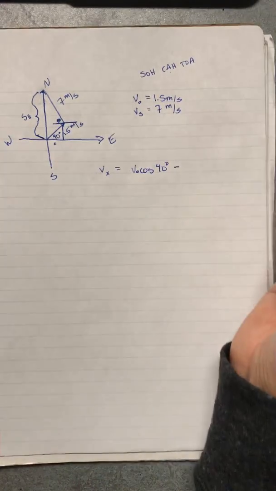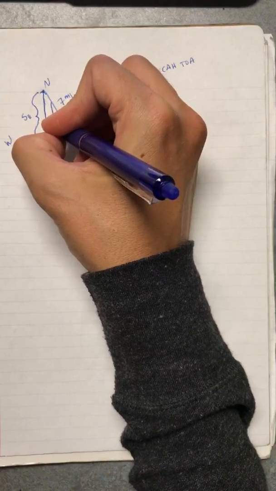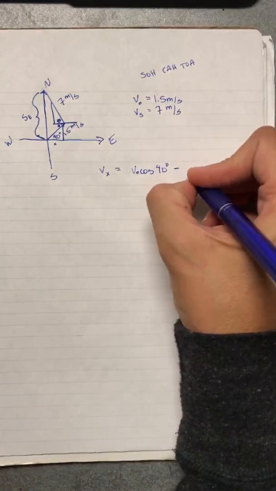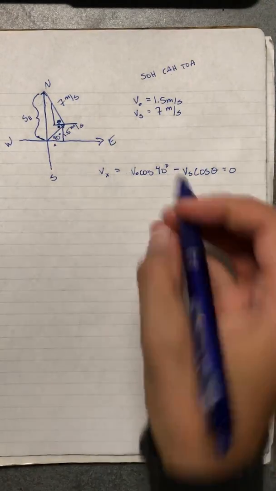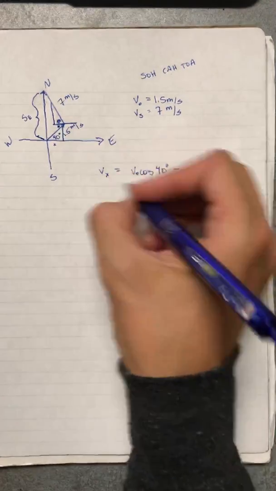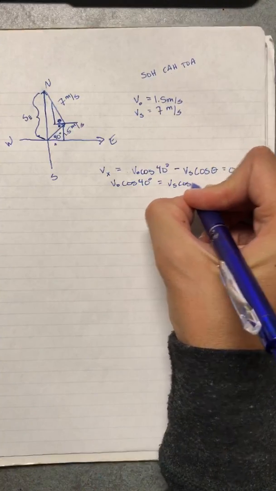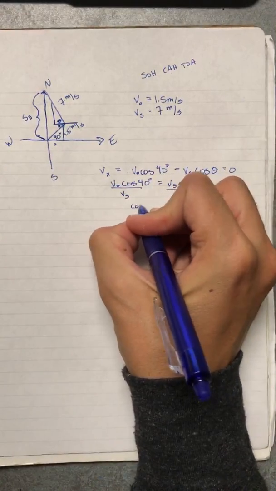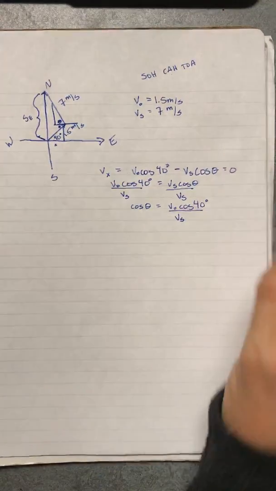And then minus, because now we're going in the opposite direction, we have this one here. We're looking for the x component, so that's right there. That's also adjacent, so it's going to be the same. So we have minus Vs cosine theta, and we know that this is going to equal 0. So V ocean cosine of 40 degrees is the same as V ship cosine of theta. Then I can divide by Vs, and I get cosine of theta equals V ocean cosine of 40 degrees divided by the velocity of the ship.